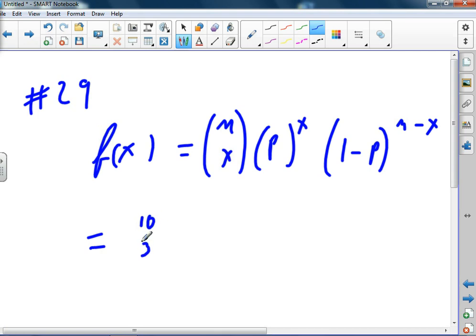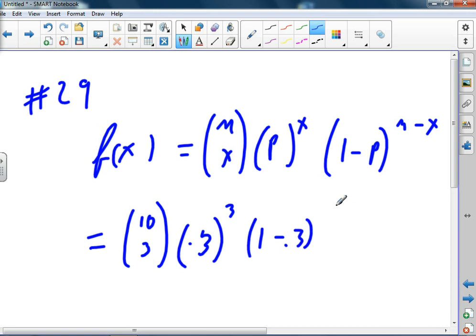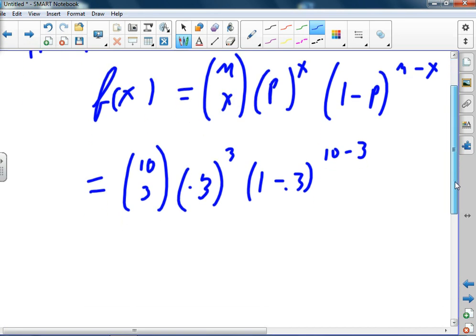Okay, so we want 10 things taken 3 at a time. We want 0.3 raised to the third times 1 minus 0.3 raised to the 10 minus 3. That's an n for number. That's the same n. What do you do though with that first 10 and 3? Do you times it, minus it, or what do I do with it?